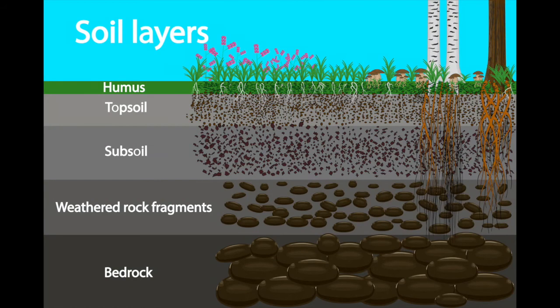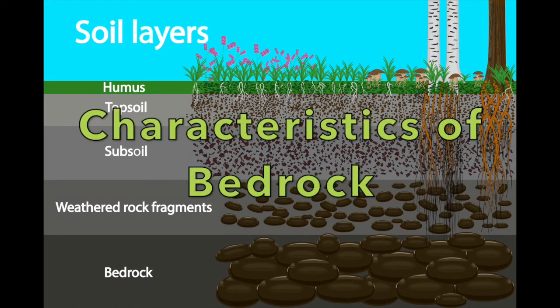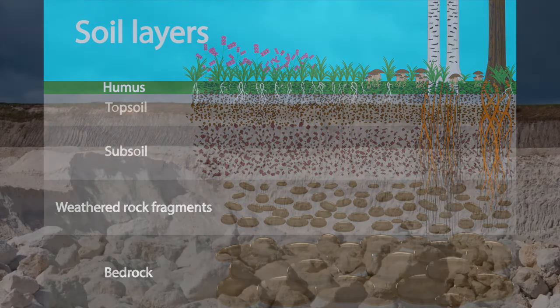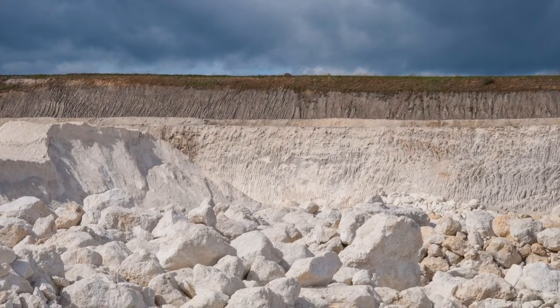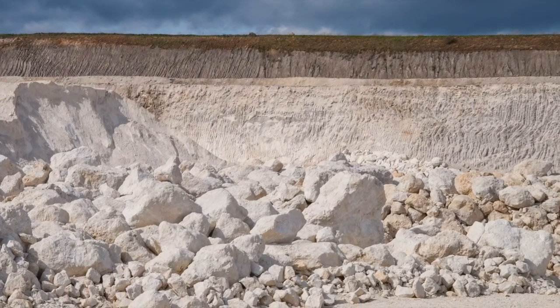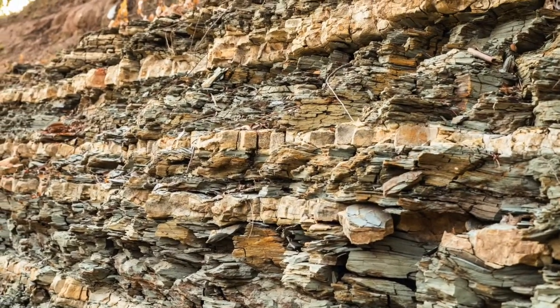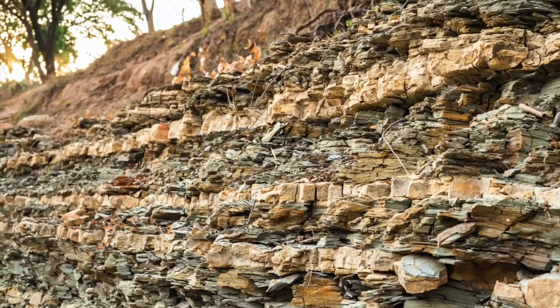Geology of soil refers to characteristics of the bedrock from which the soil originates. Climate and geography also influence soil formation. For example, limestone bedrock weathers quickly, forming fertile limestone soils. Shale soils are more shallow, fine-textured, and acidic.